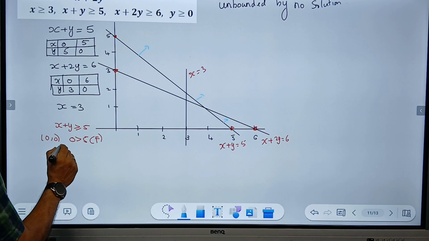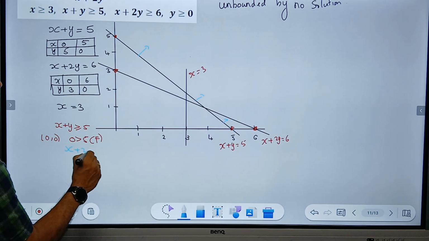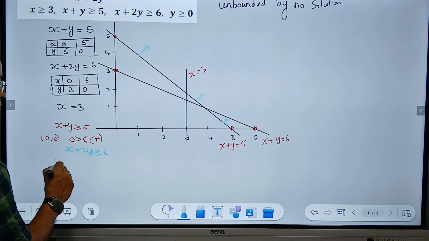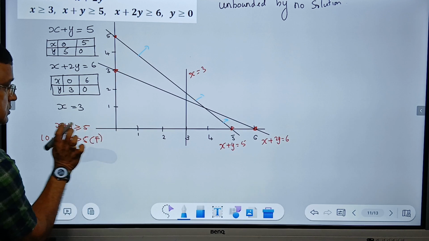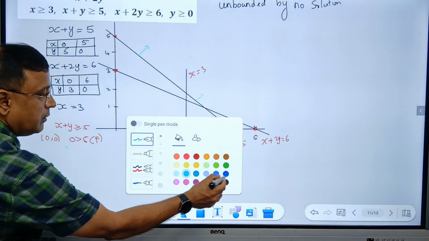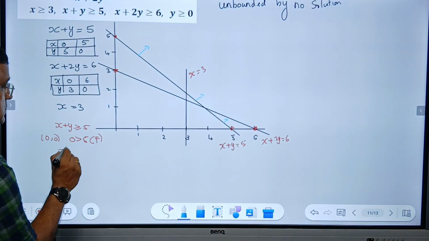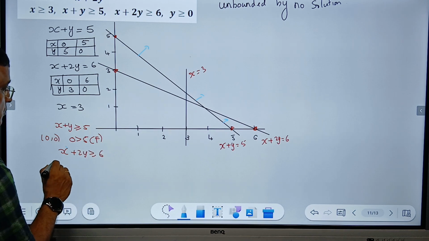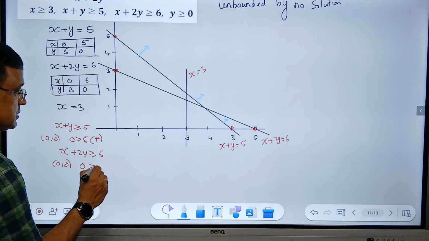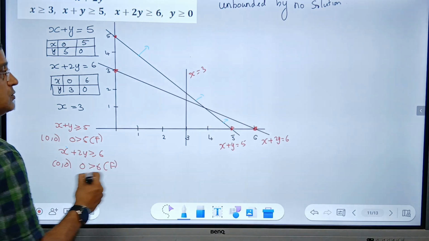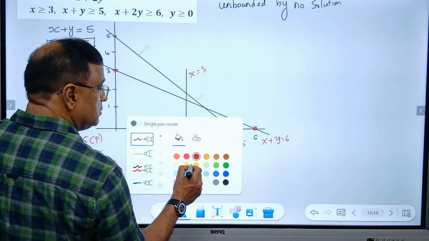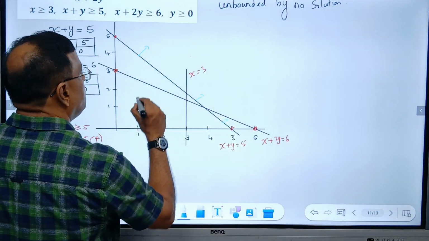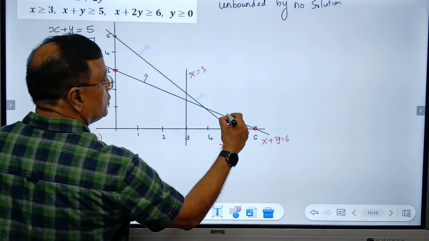And then you have x plus 2y greater than or equal to 6. Substitute origin. You get 0 greater than 6, which is again false. So it is again away from origin. So what is away from origin? This is away from origin.